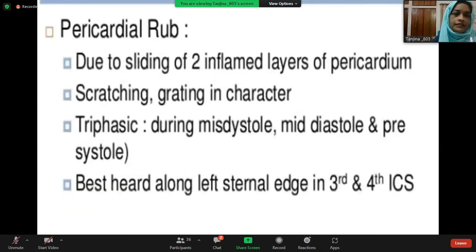Pericardial rub is due to the sliding of the two inflamed layers of the pericardium. It is scratching and grating in character, and is best heard in the sternal third and fourth intercostal space.